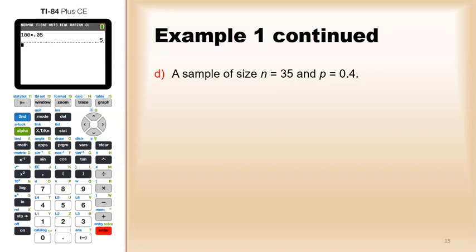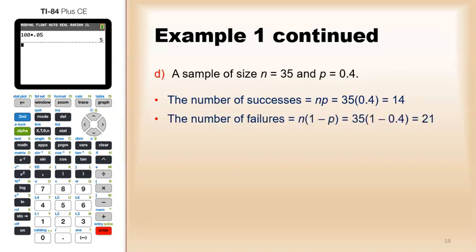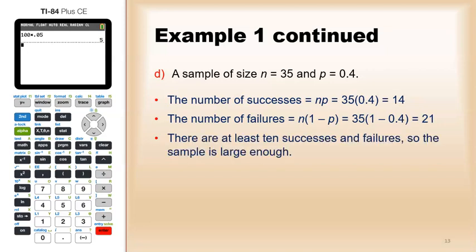If the sample size is 35, probability 0.4, well, 35 times 0.4 is 14. 35 times 1 minus 0.4, 35 times 0.6, is 21. We do have at least 10 of each, so the sample size is large enough. So this is not quite technically the sample size itself, but it's the number of successes and failures you also have to keep in mind.